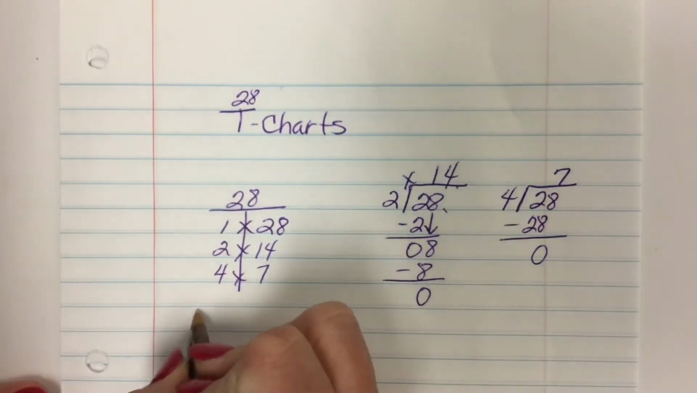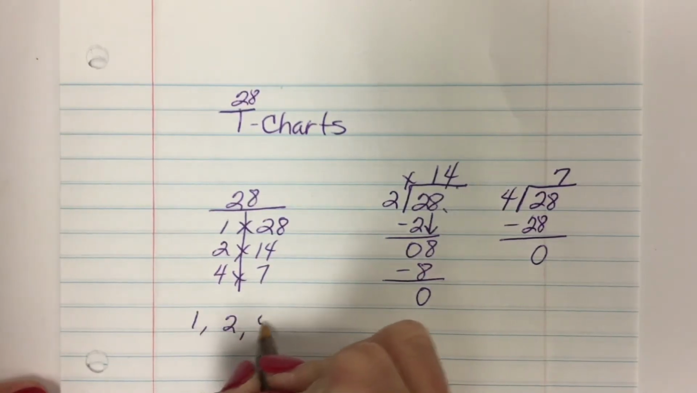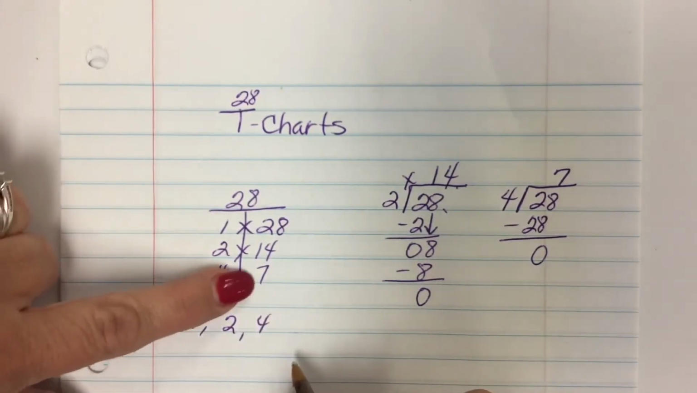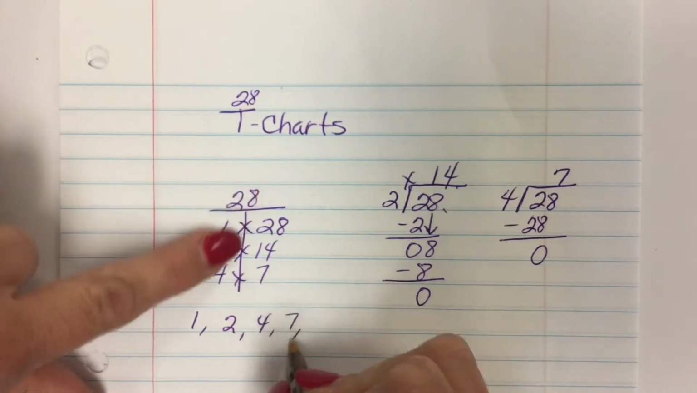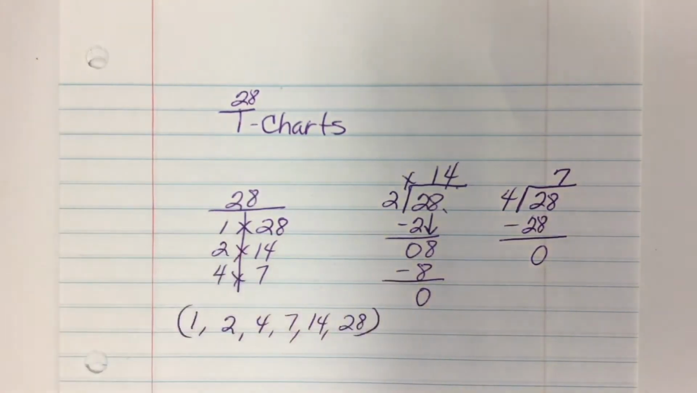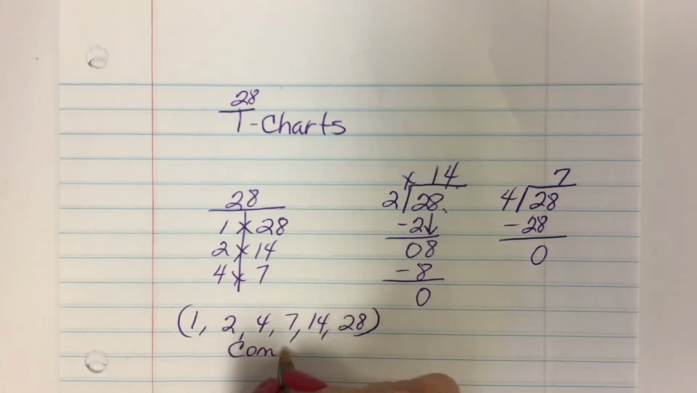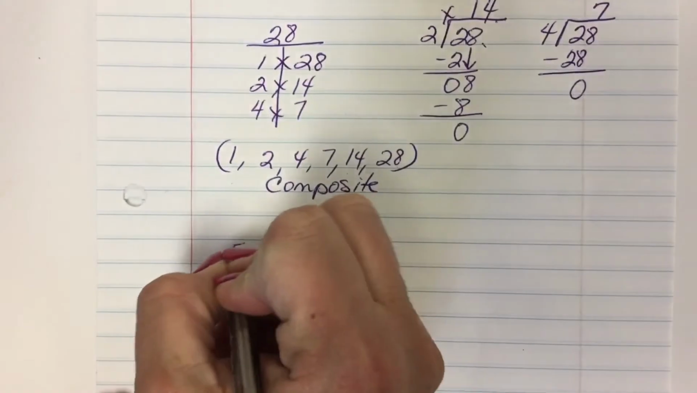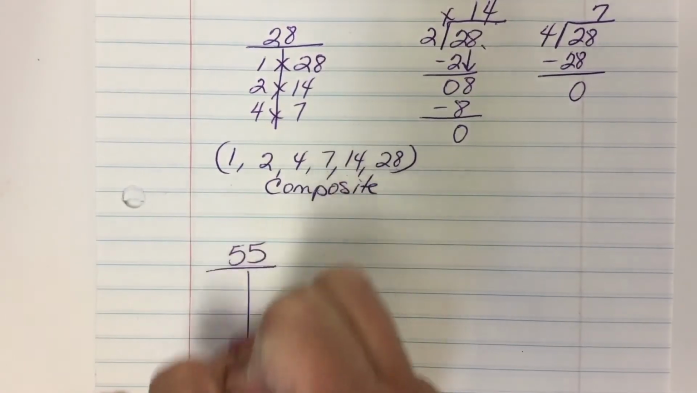So my factors are 1, 2, 4. Notice I go all the way down, and then I'm going to come up the other side. 7, 14, 28. So the factors for 28: 1, 2, 4, 7, 14, 28, and this is a composite number. Okay, composite.